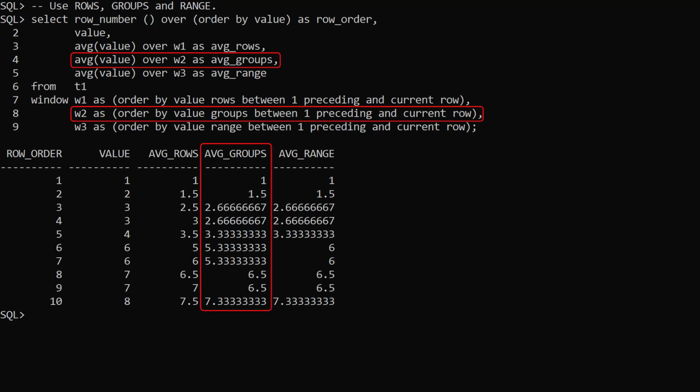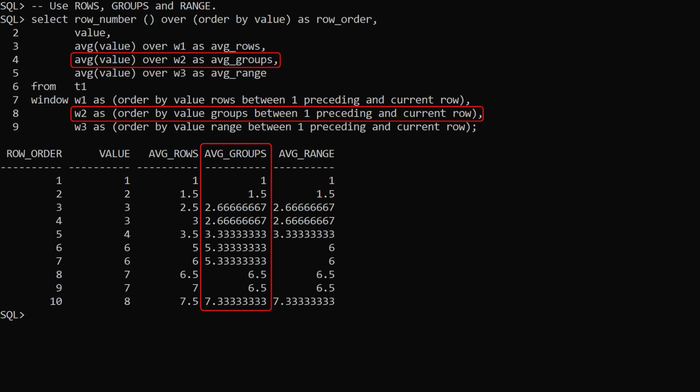When we're using the groups keyword, we're dividing the data into groups based on the ordered values. All rows with the same value are part of the same group. The current row is part of the current group. So preceding or following refer to the preceding or following groups, not specific rows. The number of rows in the window is not known until the data is ordered.